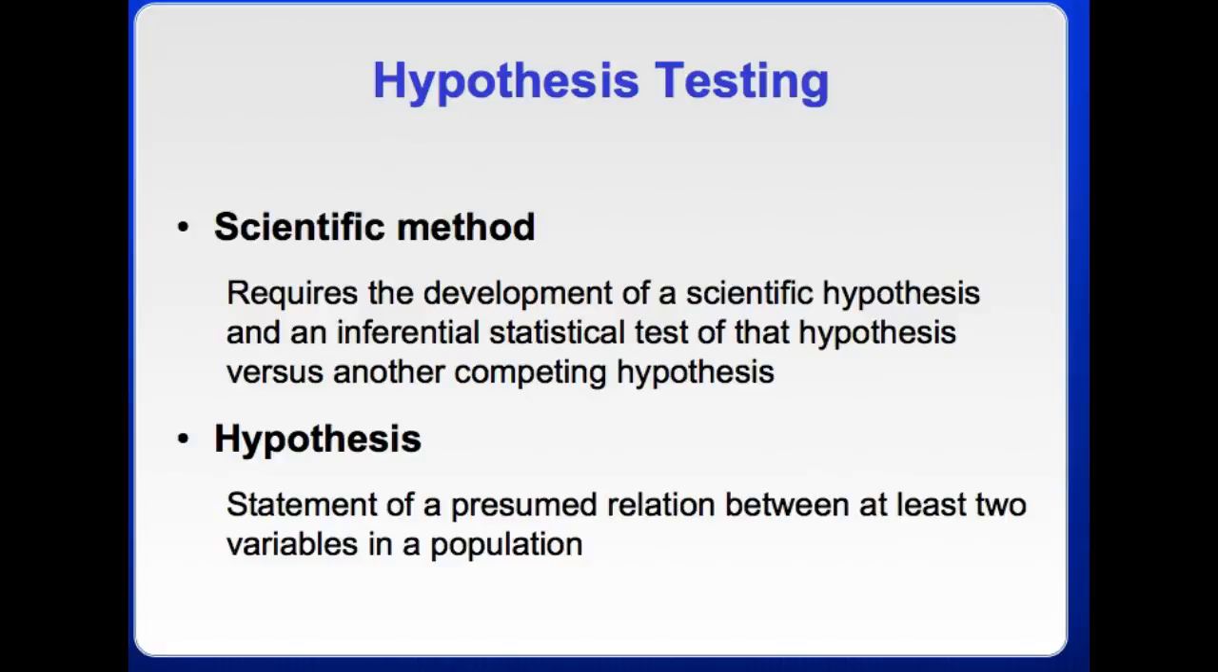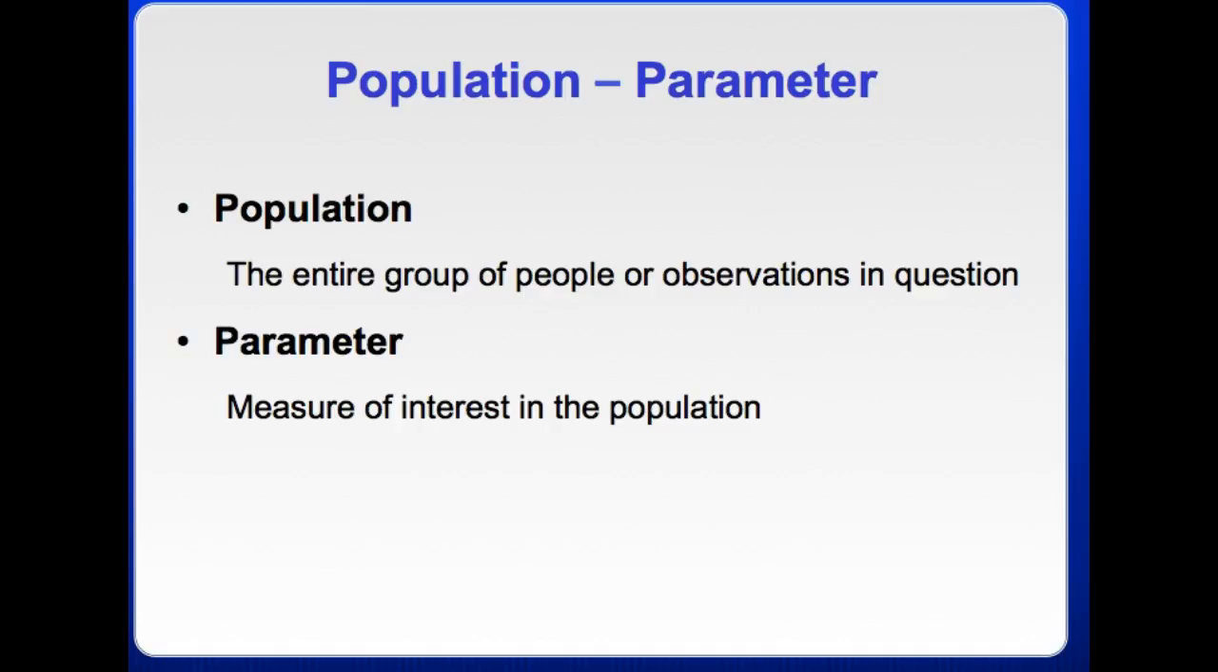Hypothesis testing, the scientific method, requires the development of a scientific hypothesis and an inferential statistical test of that hypothesis versus another competing hypothesis. Your hypothesis is a statement of presumed relation between at least two variables in a population. Your population and the parameter.